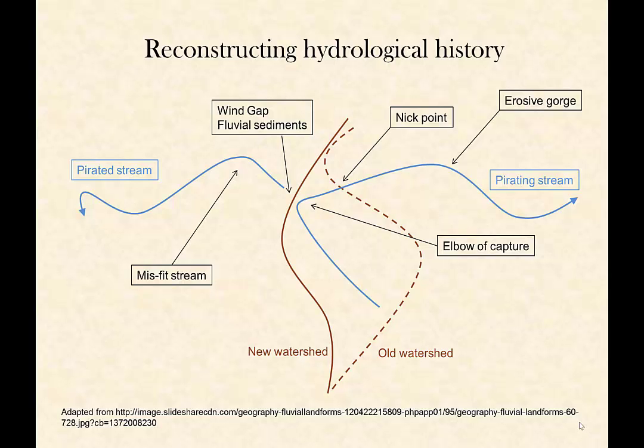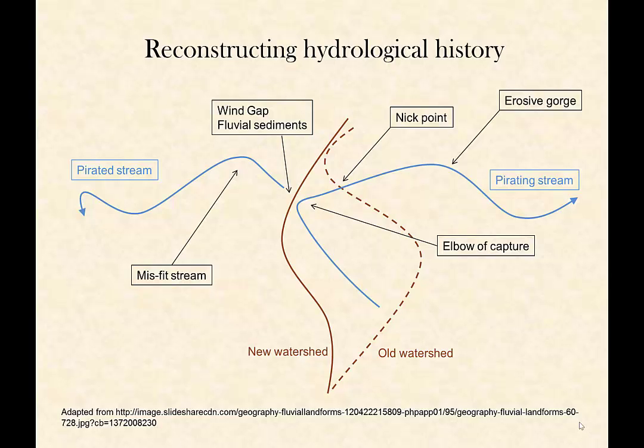One of the biggest is what's called the elbow of capture, a sudden change in direction of your stream, indicating that a capture event may have happened. Of course, sudden changes in direction of streams can also occur for other reasons, not just river capture. But there's other evidence here as well.